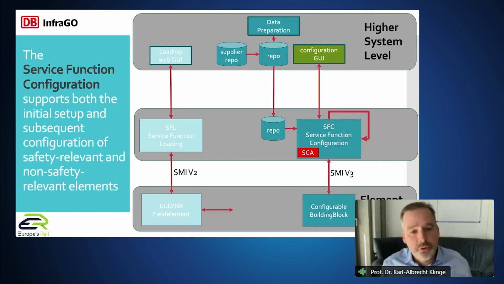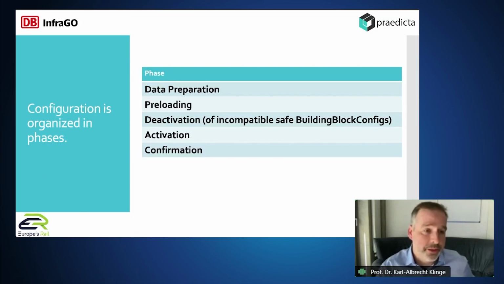And this is why we created a new service function configuration that has a repository where we have big dependency trees, where this software version relies on another software version. And there is also a safety-related safe configuration authority. That's the one you're seeing here in red, and with it you can do safety-related configurations throughout the railway systems. And this is being developed as a standard also in Europe's Rail.